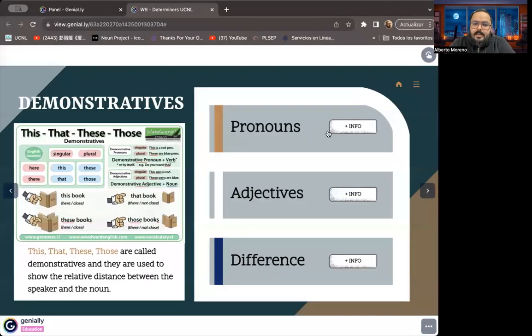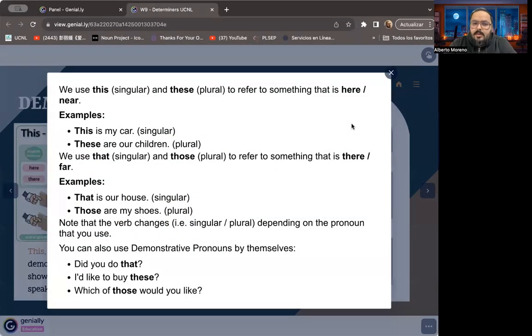So, says in here, the demonstrative pronouns: we use this for singular and these for plural to refer to something that is here or near to me. For example, this is my car. These are our children. Okay. We use that for singular and those for plural to refer to something that is there, that is far. For example, that is our house. Those are my shoes.